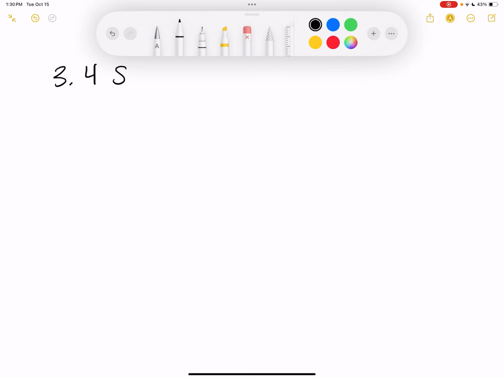3.4, solve equations with variables on both sides. So essentially this is just a continuation of what we've been doing in 3.1 to 3.3, where we did one step, two step, multi-step, and now there's going to be variables on both sides and we have to move things around to do that.